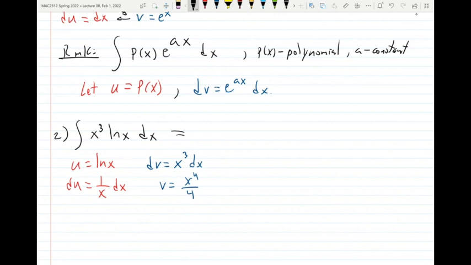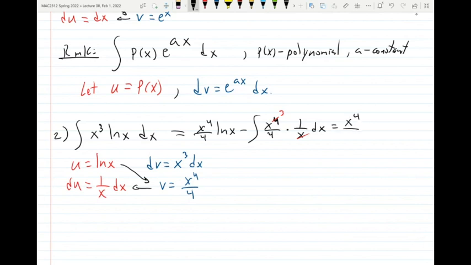So remember, uv, so ln of x times, let me put v first, so x to the 4 over 4 times ln of x, then minus the integral of v du. But notice how nice this is. When we multiply v and du, the x cancels with this one, right? And then we get an integral that's easy to solve. So now we do v times du. du is 1 over x dx. Now this cancels with this. You get a 3.